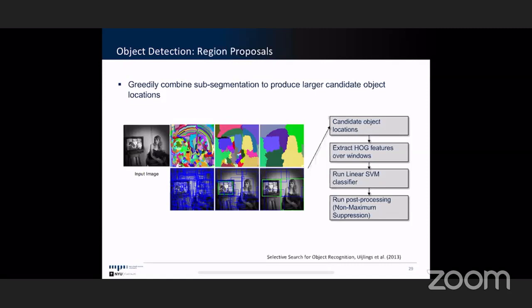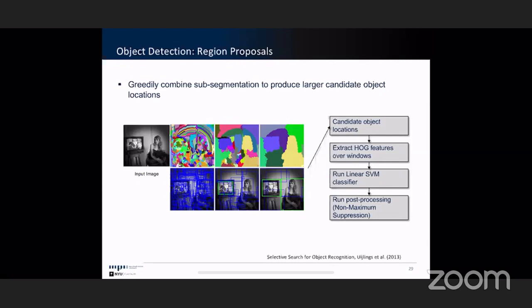And we also have boxes of different sizes, because we are also doing it at different scales, because we are combining the segments. So we also have boxes of different sizes. And then you just take each of these boxes and check if your object is in it, if there's a pedestrian in it, if you're doing a pedestrian classifier.